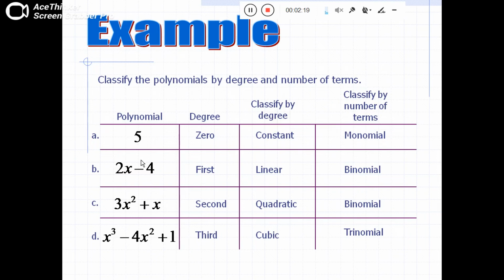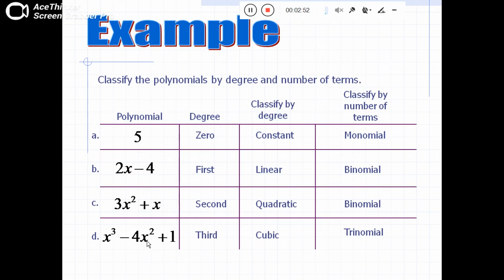Okay, second, let us see 2x minus 4. As variable is x, degree is 1, so it is a first degree polynomial, and first degree polynomial is called a linear polynomial. And since in this there are 2 terms, it is a binomial. Okay, in third, 3x square plus x. So variable is x, but the power of the variable is 2, so it is second degree. Second degree polynomial is called a quadratic polynomial. Based on terms it is called a binomial.